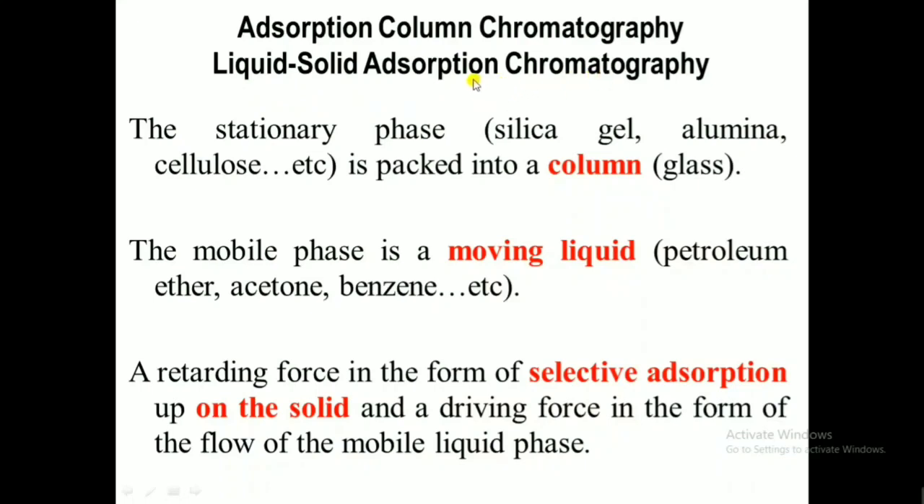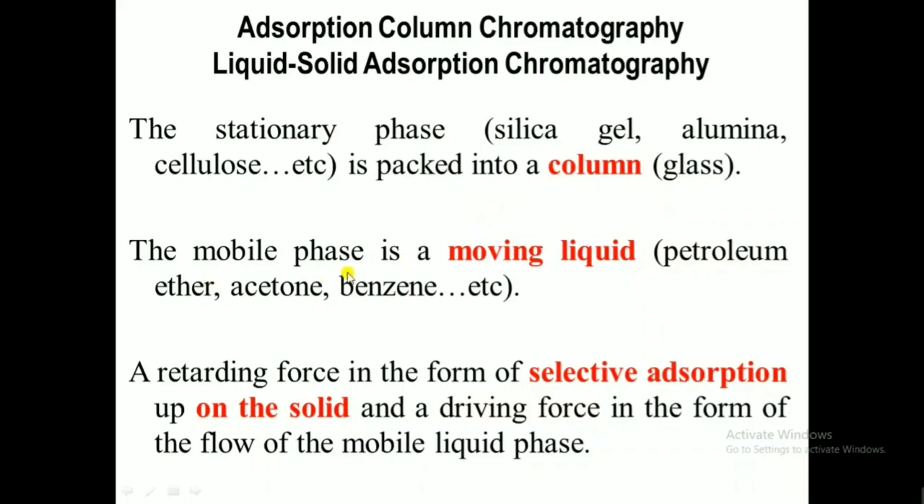In the previous lecture, I mentioned that in any chromatography technique, there are two immiscible phases. One is the stationary phase and the other one is the mobile phase. So here, the stationary phase is a solid packed into a column. Normally we pack the column in a glass tube.